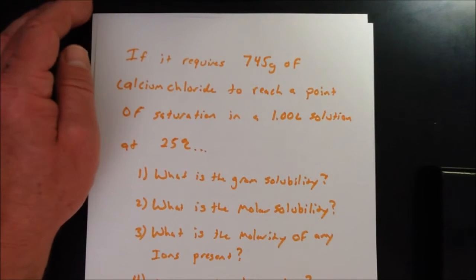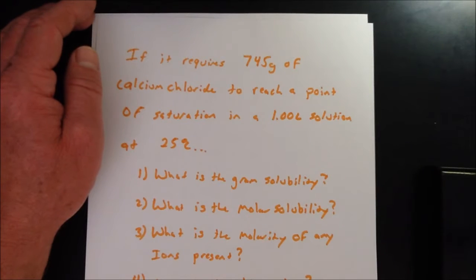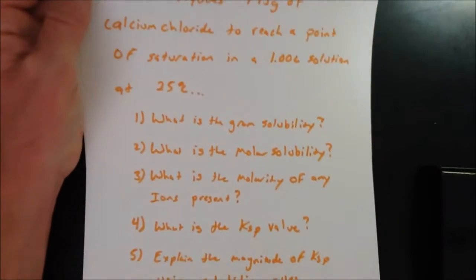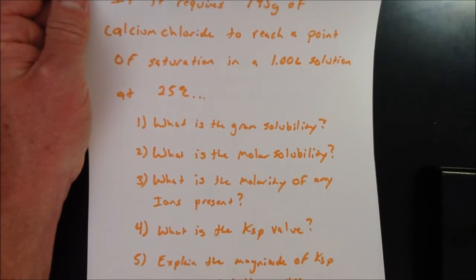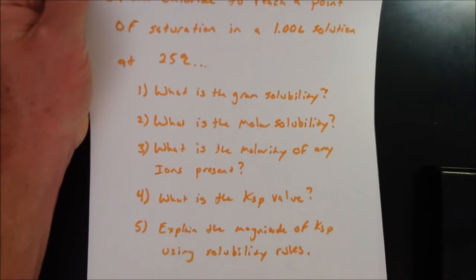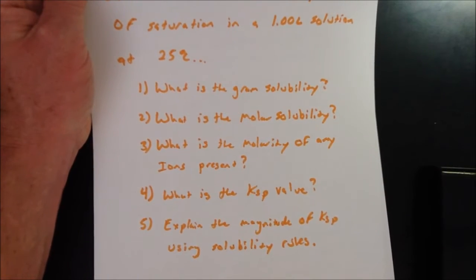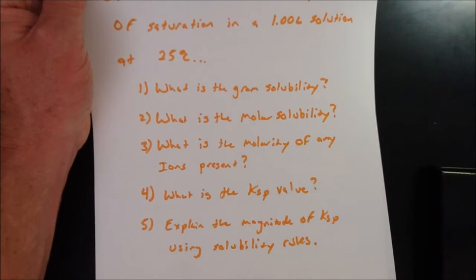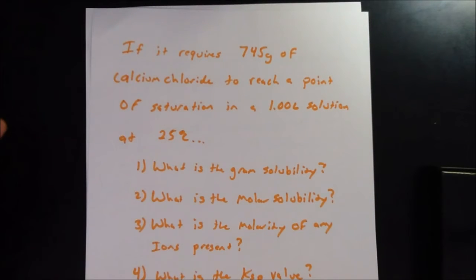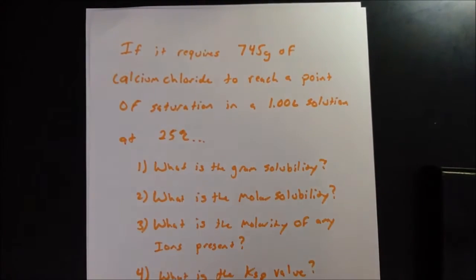So if it requires 745 grams of calcium chloride to reach a point of saturation in a 1 liter solution at 25 Celsius, then we encounter some questions. Gram solubility, molar solubility, molarity of any ions present, solve for the KSP, and then explain the magnitude of the KSP with solubility rules. Alright, so there are several things here that we're going to do. Again, I highly recommend that you consider pausing and working through that problem. And if you're totally lost, then we'll go ahead and get it going.